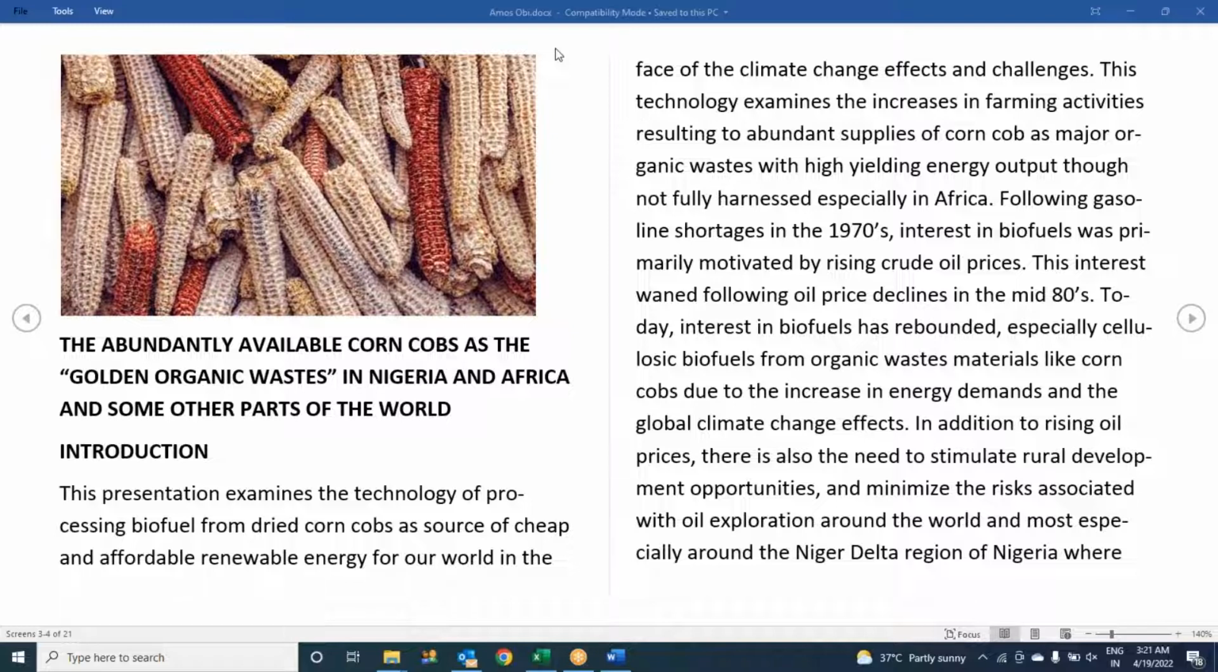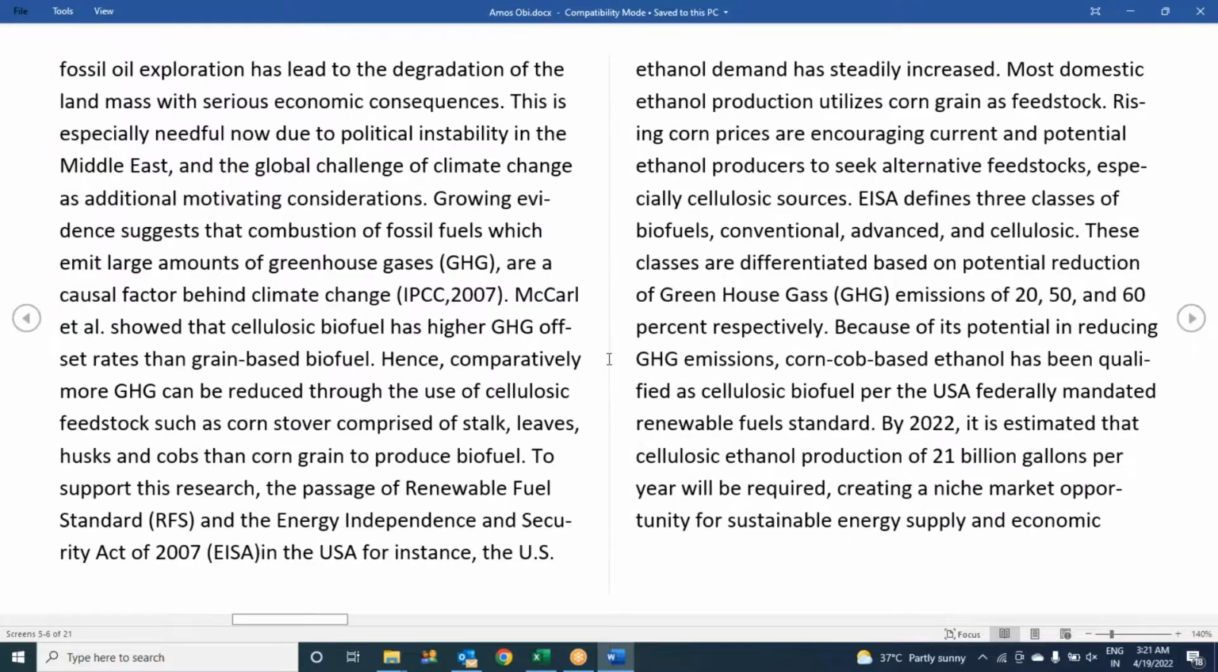Fortunately, corn cob is so available in Nigeria. In northern Nigeria, they plant and harvest maize, and behold, the corn cob material is thrown away as waste, all over Africa and most parts of the developing world. Corn cobs are not being utilized, but they could generate the energy that the world needs. In a nutshell, we have rising prices, and growing evidence suggests that combustion of fossil fuel emits large amounts of greenhouse gases, which are a constitutive factor behind climate change.